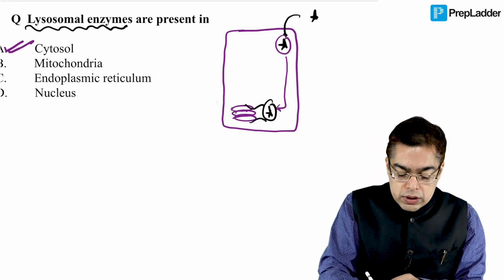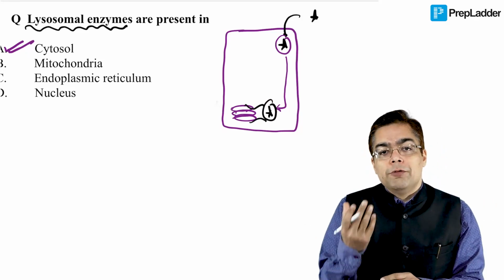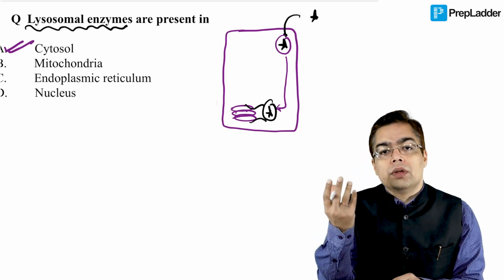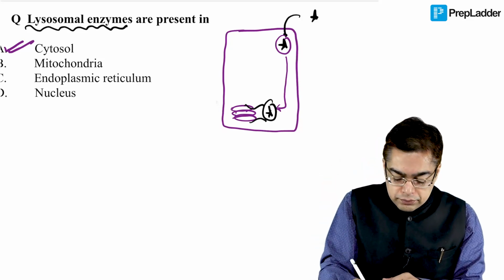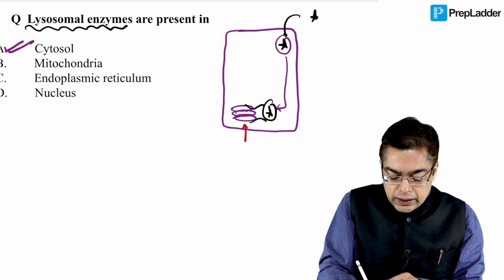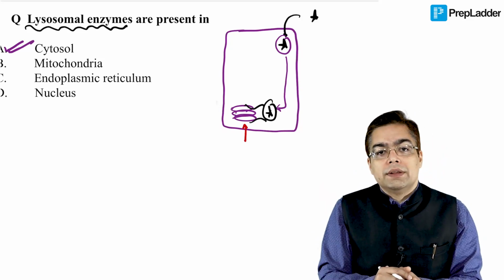So what the examiner did was just test your basics, and if you were aware of this particular fact, even from the kind of diagrams that we made, the question could have been answered easily: the lysosomal enzymes are going to be present in the cytosol.